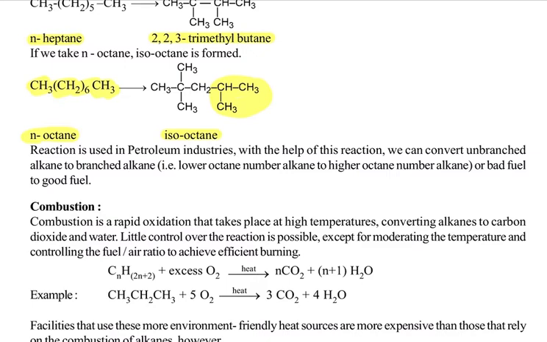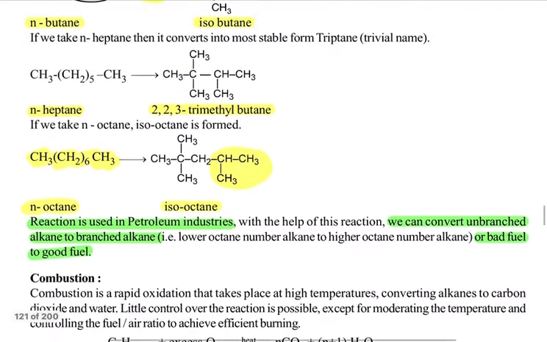Okay, so this one here. This type of reaction is used in petroleum industries. We can convert unbranched alkanes to branched alkanes, so bad fuel to good fuel. That means branched alkanes are good fuels and unbranched alkanes are not that good. So this is about isomerization.